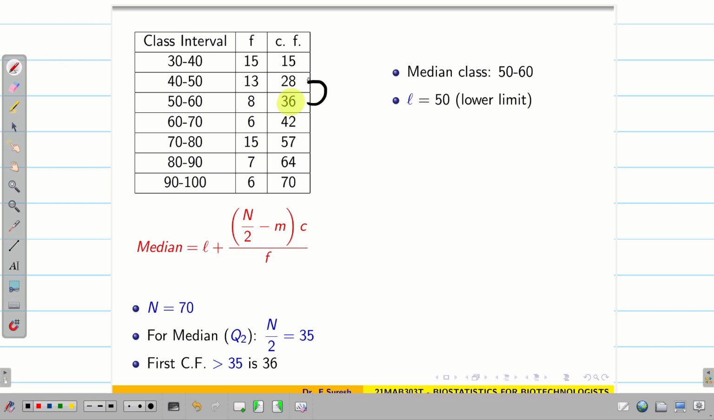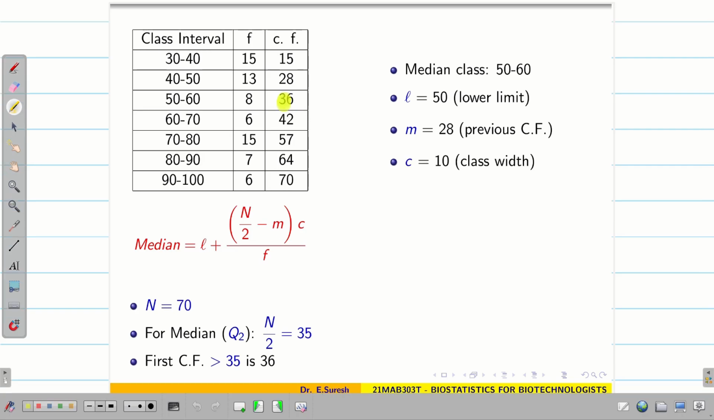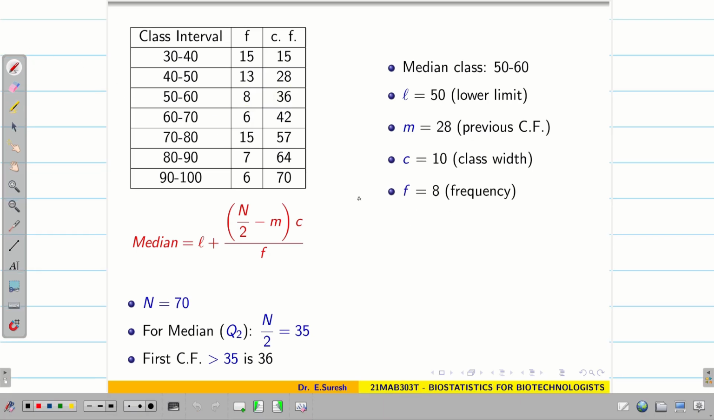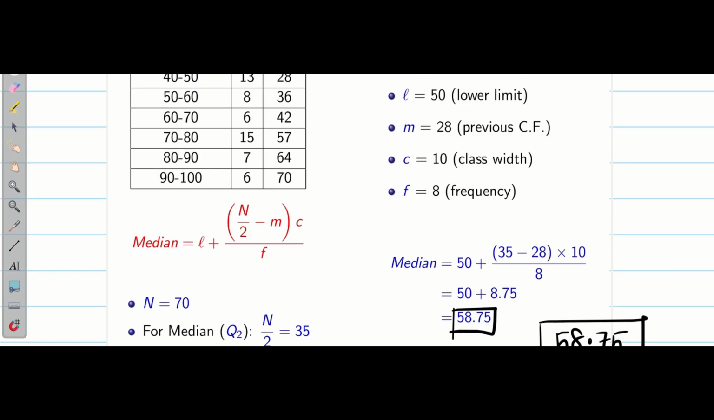The previous value of the cumulative frequency which we found here is going to be my M, and C is going to be my class width. Between 30 to 40, we can see the class width is 10. Next, finally we need frequency. We found this 36 is the cumulative frequency for the median class, and the corresponding frequency is 8. Therefore, F equal to 8. Now substitute all the values in the formula. Just do a simple calculation in your calculator. We can find the final value. Median is 58.75. Hope you understand, students.